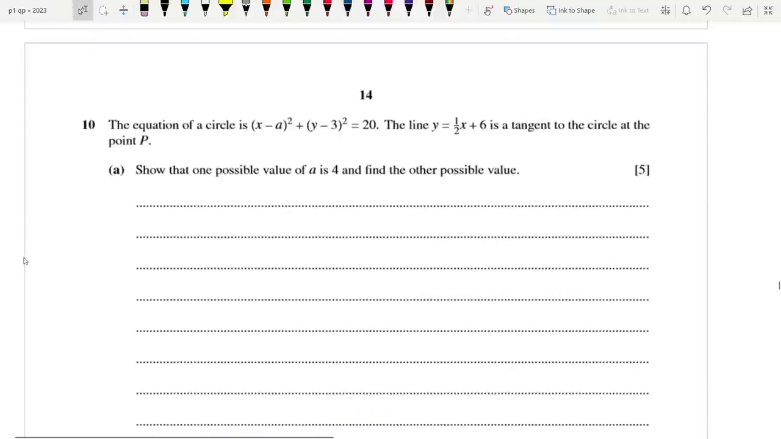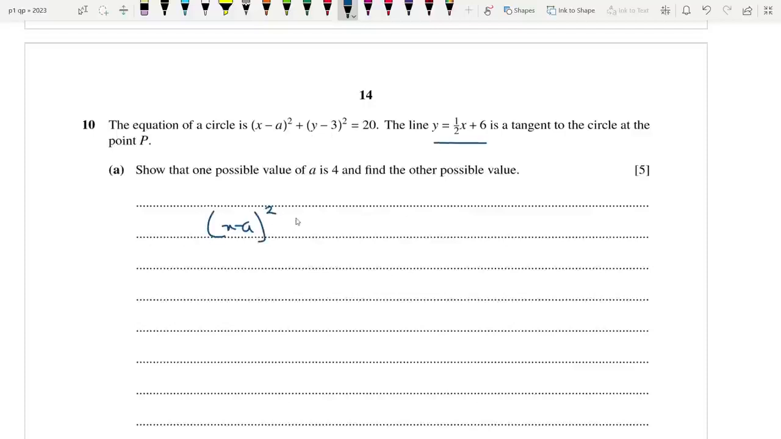Last two sums then. Circle. Equation for circle is this. The line, this is the tangent. Show that one possible value of a. So for tangents, we know that b square minus 4ac is equal to 0. So I'm going to input this over here.